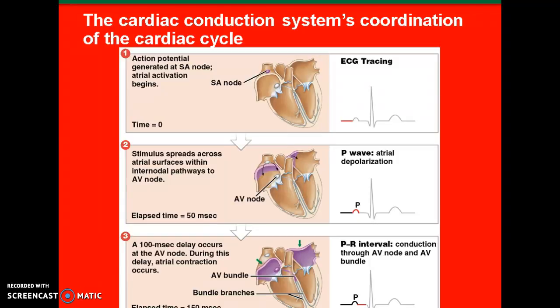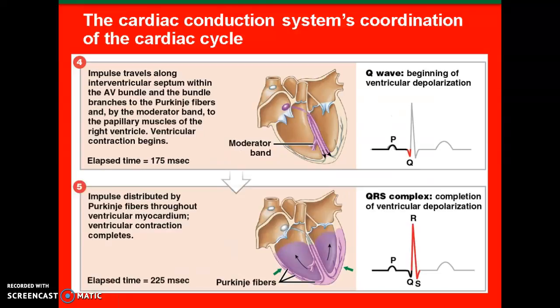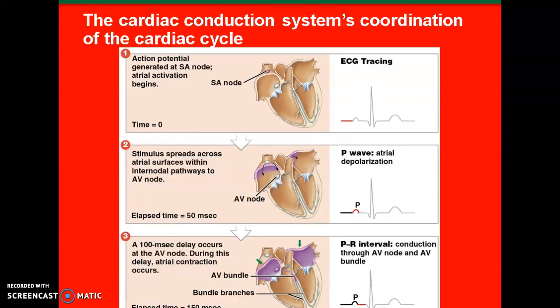So, the cardiac conduction system's coordination of the cardiac cycle. The action potential is generated at the SA node, and atrial activation begins. The stimulus spreads across the atrial surfaces to the AV node. At the AV node, there is a delay, and during this delay, atrial contraction occurs.